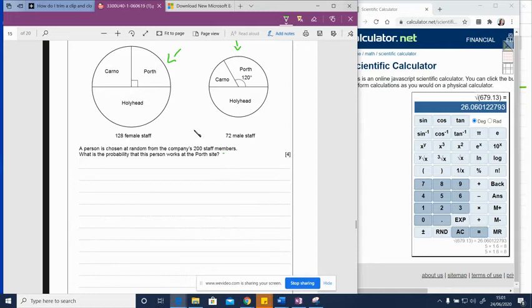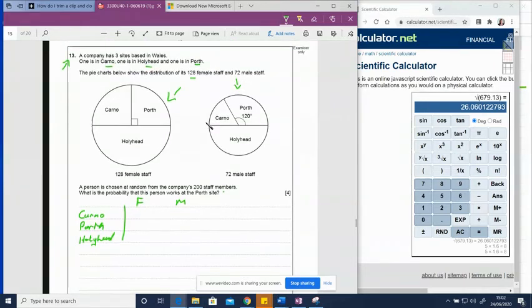So I'm going to draw a little table to help me with this, and I'm going to write Carno, Porth, and Holyhead. I'm going to work out the number of females and males at each site. And then I'm going to add the ones from Porth and work out the probability of Porth. So the number of females in Carno is a quarter of the 128, which is 32.